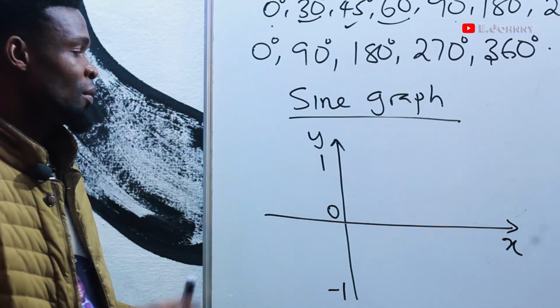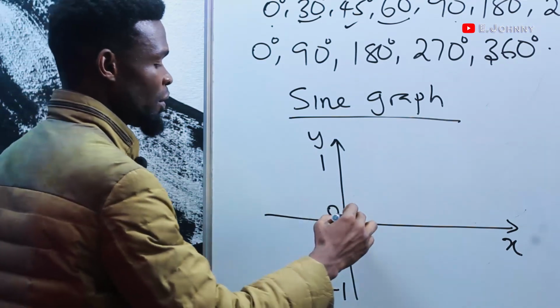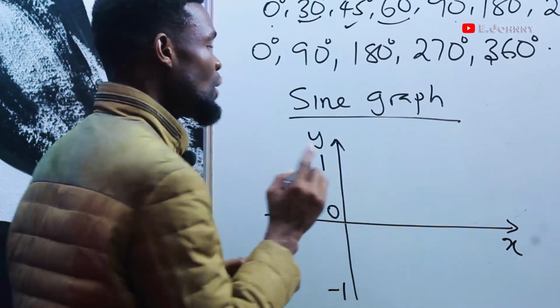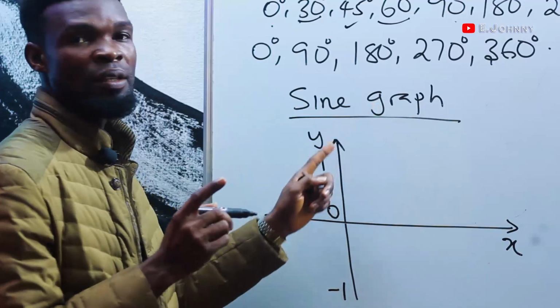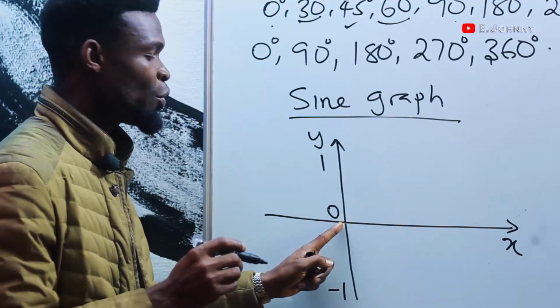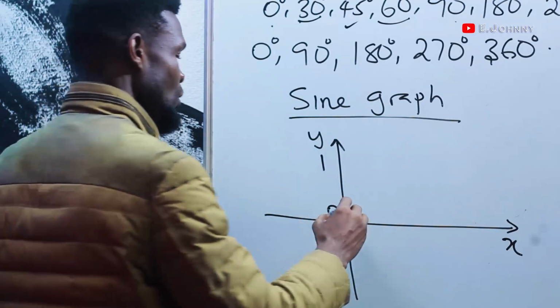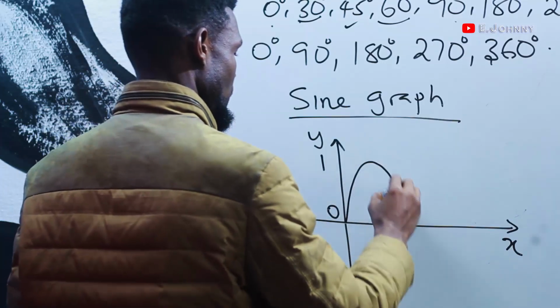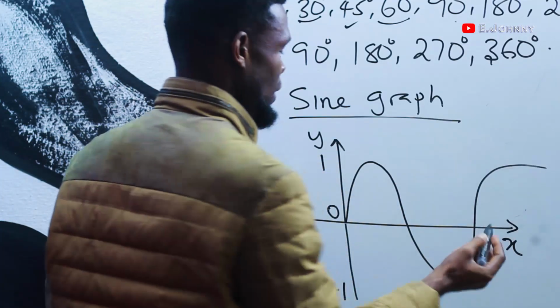So what do you do? You draw the graph. The one thing you need to know about the sine graph is that it begins from the origin, 0. So it goes like this, and so on.